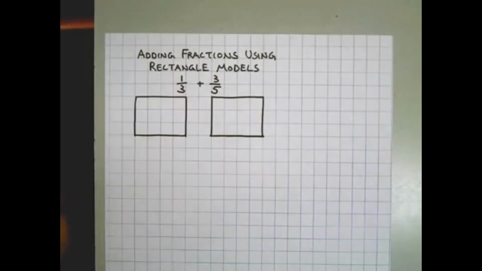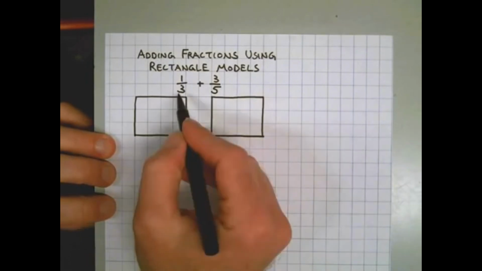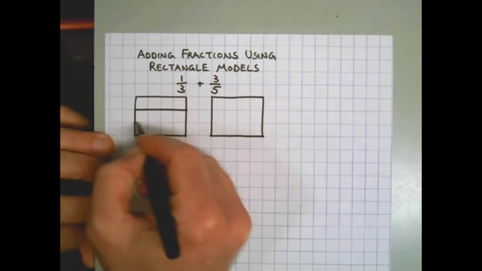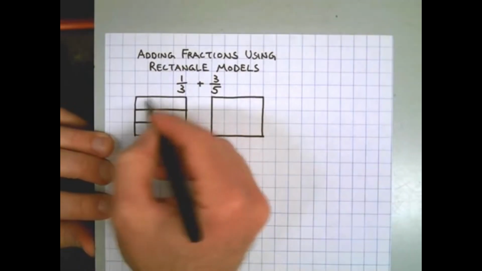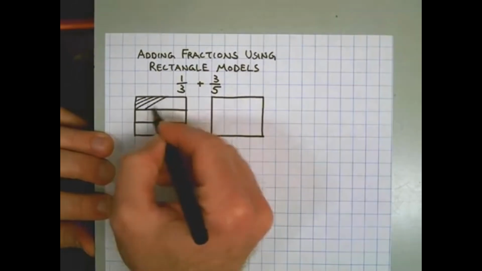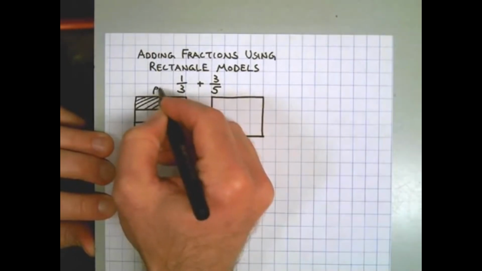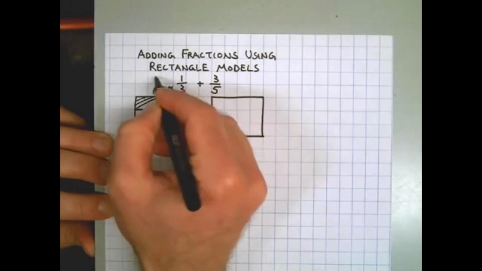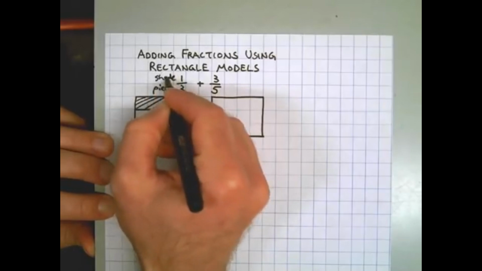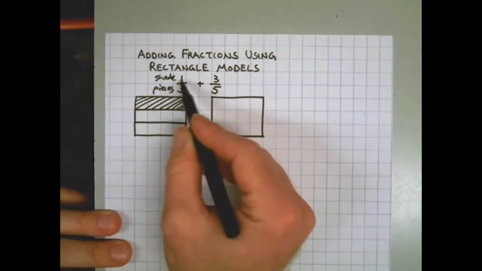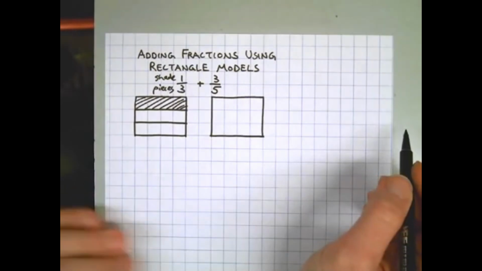How about we do some work adding fractions using rectangle models? Here we go. Each model represents each fraction. The first one, I'm going to draw horizontal lines to represent 1/3. So I split the rectangle into 3 pieces, and I'm shading in one of those 3. If you're keeping score at home, we use the denominator to show how many pieces this fraction has, how many parts of the whole, and we shade in the numerator, that many pieces.